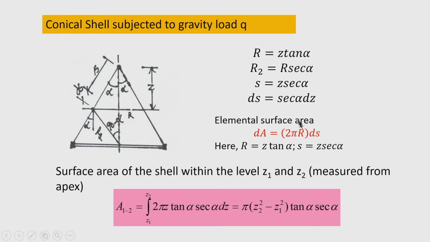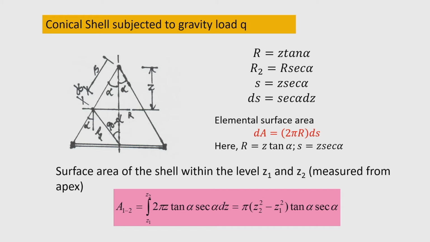So, 2 pi r sec alpha dz. So, this is the elementary area. Now, the total surface area of the cone can be calculated from 0, or from any level from the apex to any other level. Say I define a level by distance z 1 at one plane and z 2 at another plane. Therefore, I take an integral with limits z 1 to z 2 to find the area of the strip between any two levels.